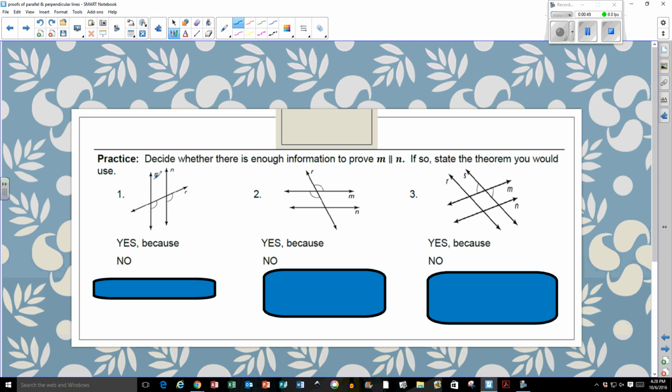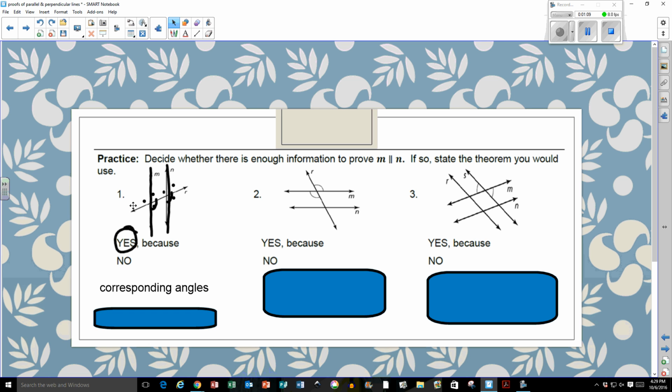So I need to know if this one is parallel to this one. They told me this angle was congruent to this angle. I'm going to say yes, because notice how if we did the quadrant, so this is 1, 2, 3, 1, 2, 3, so these two are in the same position. So by corresponding angles, because those two angles are congruent, then those two lines are parallel.